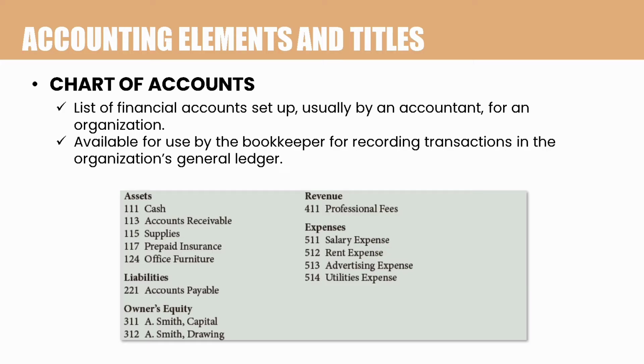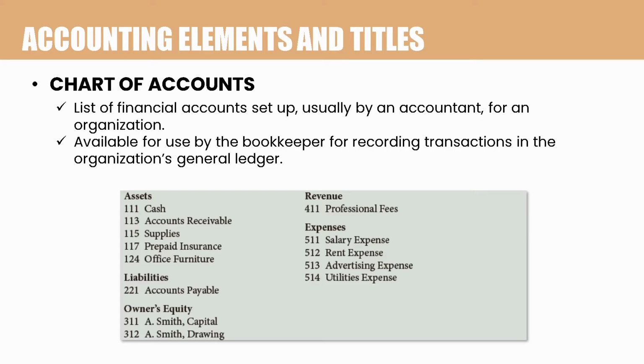Sa tabi nila, meron tayong makikitang mga numbers dyan. So, yung mga numbers na yan ay tinatawag na account number. They are used for reference kung ano yung applicable na accounts for a certain transaction. And sabi ko nga, they are significant pagdating sa paggawa ng general ledger ng isang business. Okay?